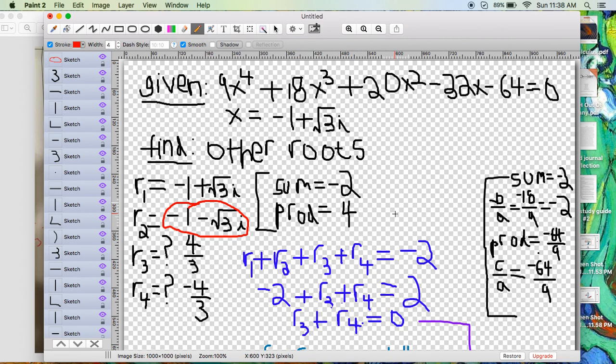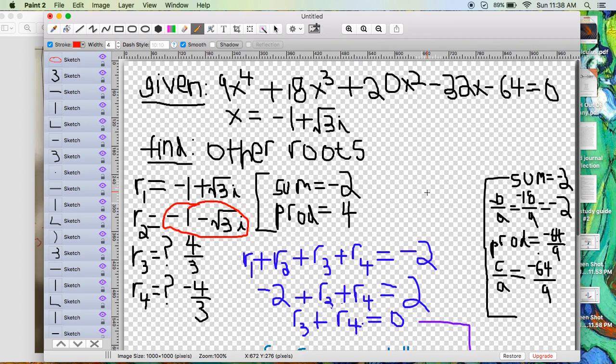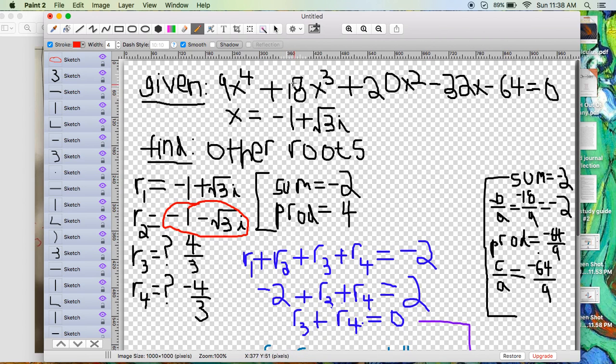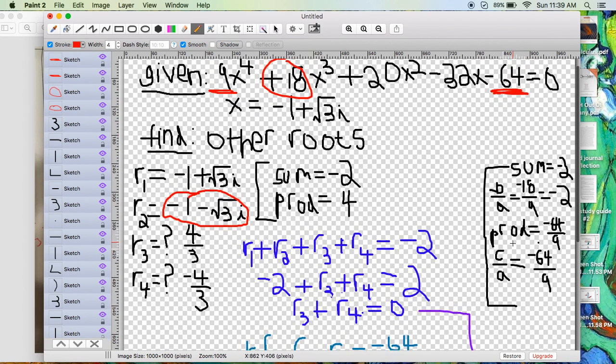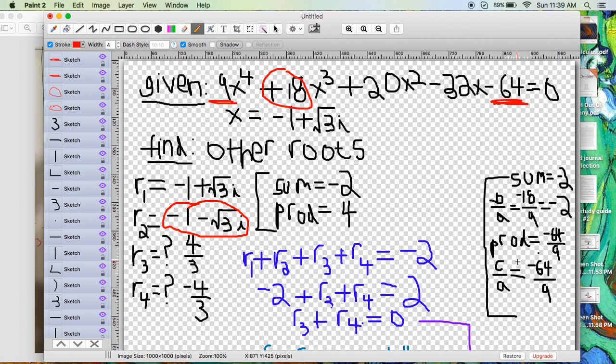Then you go on to find the sum and product of all 4 roots. Since the sum is negative b over a, it's negative 18, because this 18 right here is positive, so you make that negative. It's negative 18 over 9, and 9 is your a. So negative 18 over 9 is equal to negative 2, which is your sum of all 4 roots. For your product, you do the same thing, but it's the c term over the a term, which is negative 64, and you leave that as is, negative 64 over 9. So the product of all 4 roots is negative 64 over 9.